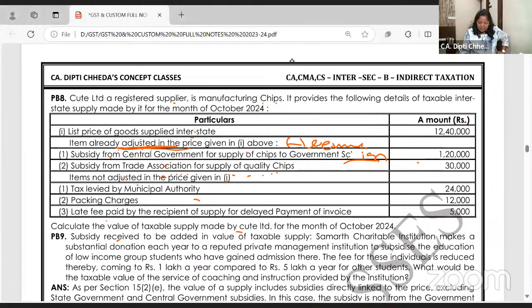See, these subsidies are already adjusted, meaning they are deducted. So the central government subsidy, if it is deducted, no problem. It's anyhow not a part of the transaction value. But this is a private subsidy, no? If it is adjusted and deducted, I have to add it. Municipal taxes, they are not adjusted. Add. Packing charges, add. Late fees, add.